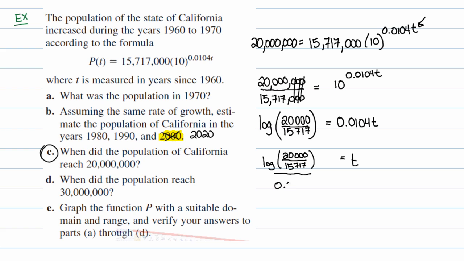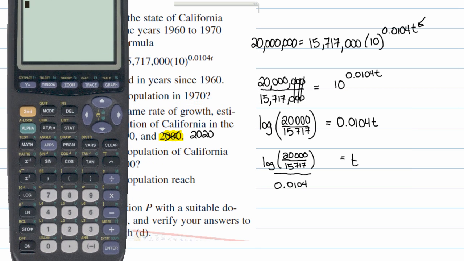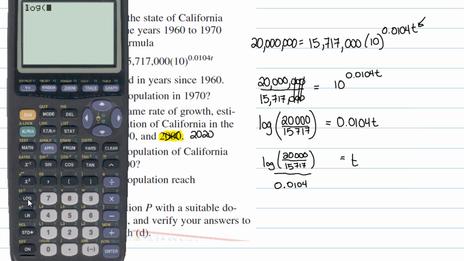And now I just grab a handy dandy graphing calculator and I punch it in, right? Log of 20,000 divided by 15,717, close out the logarithm and divide that by 0.0104. So, how many years did it take us to reach 20 million? It's roughly 10 years since 1960. So in 1970, the population reached 20 million.